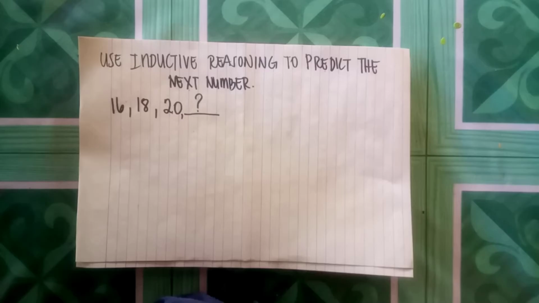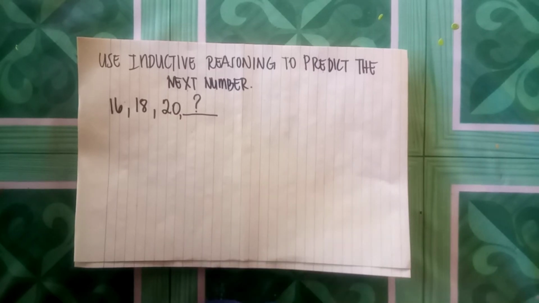Hello everyone. Maybe you already know the meaning of inductive reasoning, and today I am going to discuss and explain to you examples of inductive reasoning and how to solve them. For example number 1, use inductive reasoning to predict the next number. The given numbers are 16, 18, and 20. So we're going to find the missing number, or the next number.